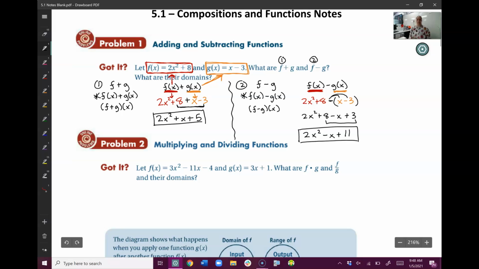And there we go. That's the first third of our lesson, adding and subtracting functions using function notation. You're basically just substituting in what it is and then simplifying. That's it. In the next video, we'll do multiplying and dividing.